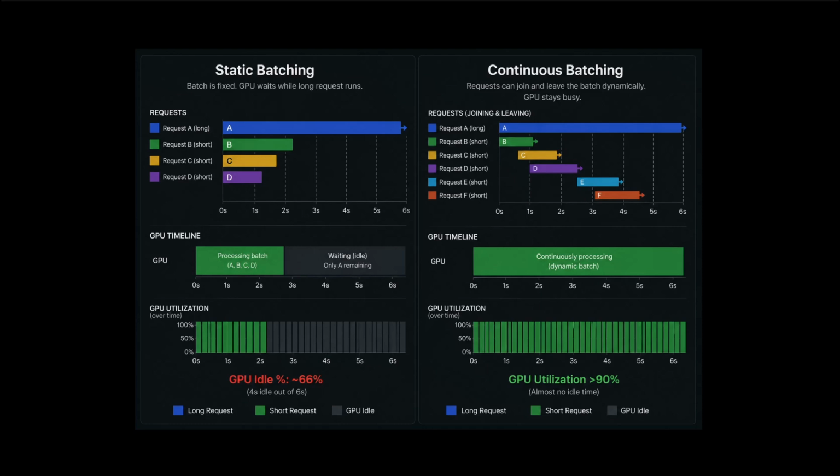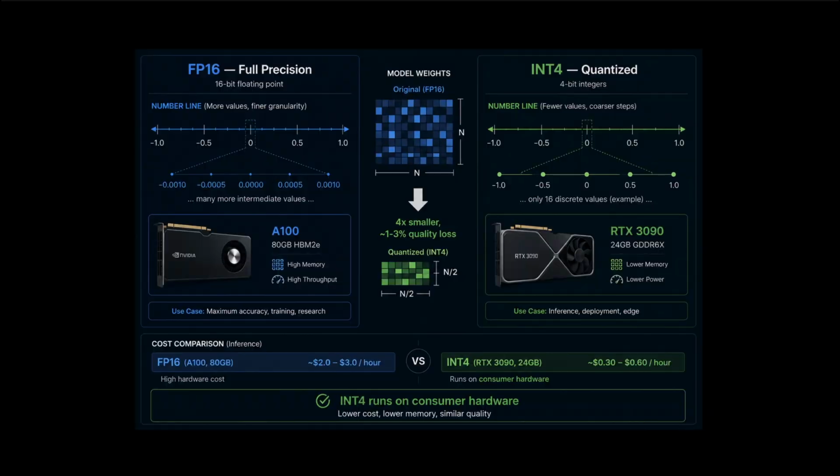Good. But what if the model is just too big to fit enough of it in memory to batch efficiently in the first place? That's where quantization comes in. Neural network weights are stored as floating point numbers, typically as float 16, which is 16 bits per parameter. And quantization is the idea that you don't actually need that much precision. You can represent those weights in 8-bit integers or even 4-bit, and the model still works almost as well.